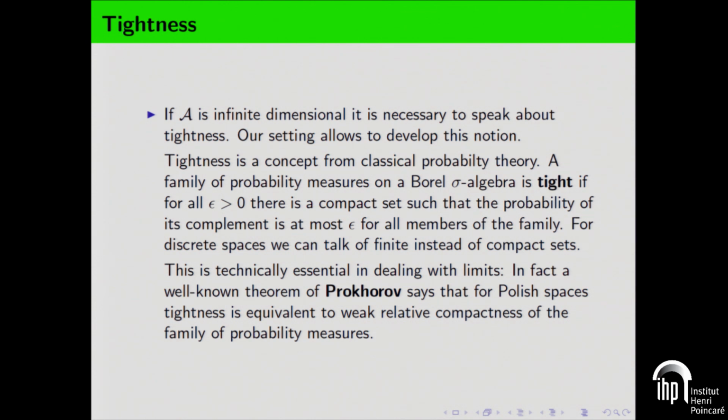So you've seen that in your probability courses. It's a concept from classical probability theory. The definition is that a family of probability measures on a Borel sigma algebra is tight if for all positive epsilon there's a compact set such that the probability of its complement is at most epsilon for all members of the family simultaneously. That's tightness. And for discrete spaces, we can talk of finite instead of compact sets, which is in this case the same.